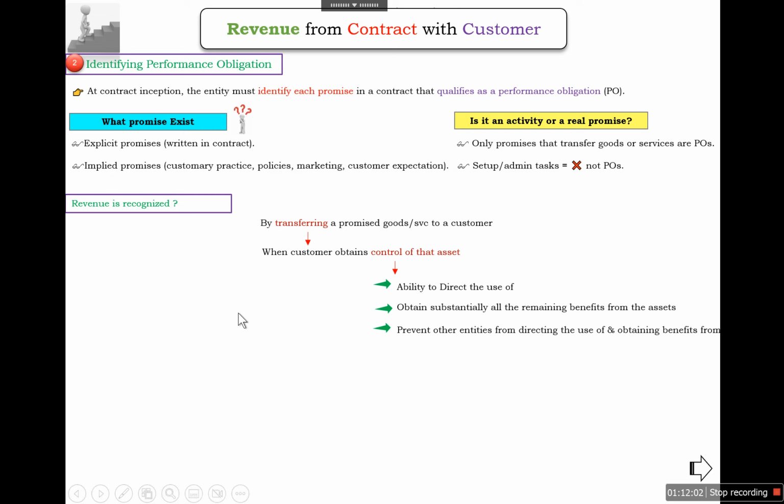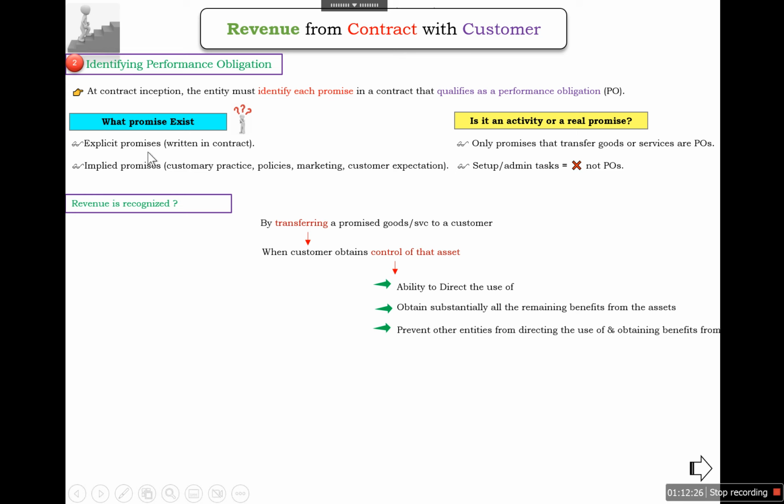Next, the second step is identifying the performance obligation. At contract inception, the entity must identify what the promises in a contract are, so that we can identify the performance obligations.